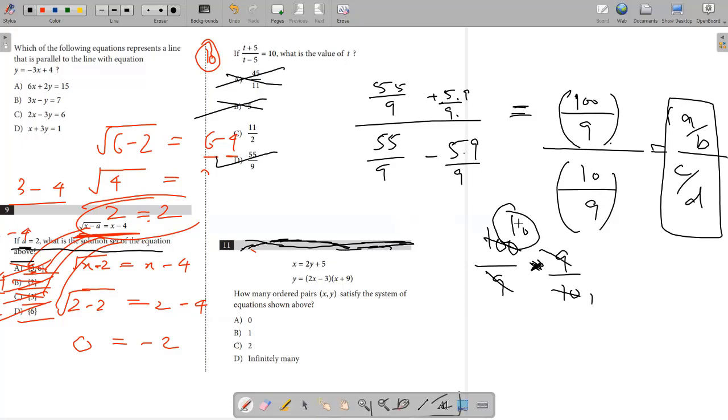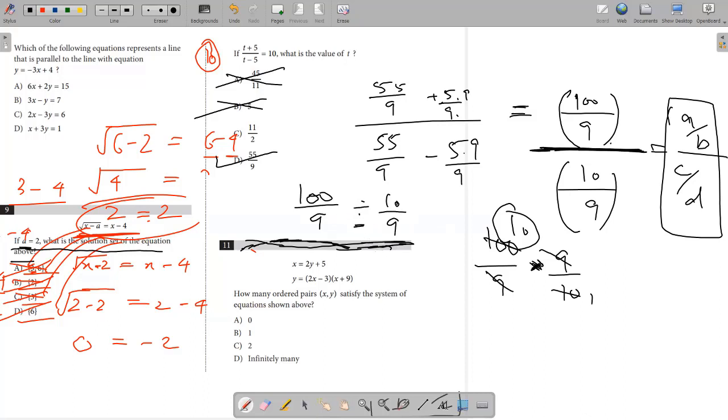Okay, subtraction, 10 over 9. But you will do the subtraction when there's a subtraction sign. Here, you don't have any subtraction sign. You're having division, right? You are dividing 100 over 9 with 10 over 9. The question is 100 over 9 divided by 10 over 9.